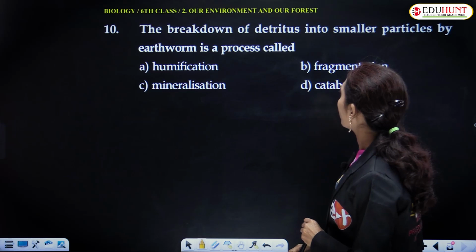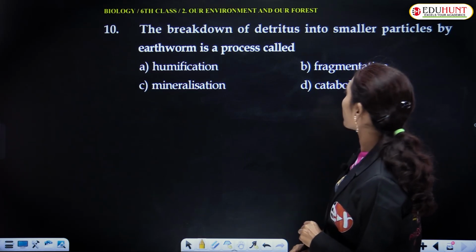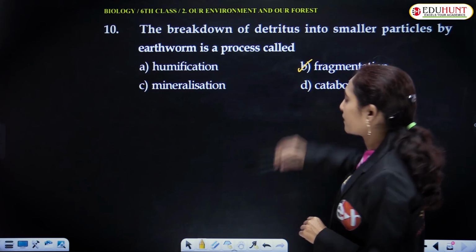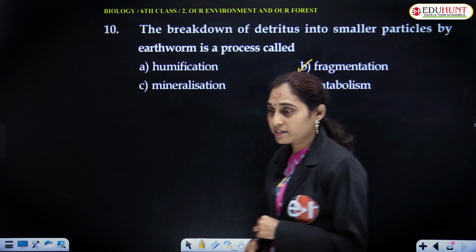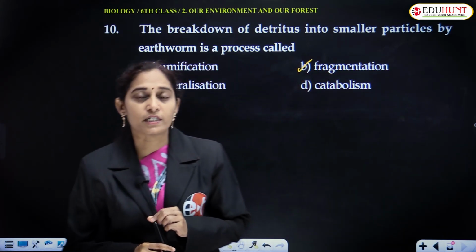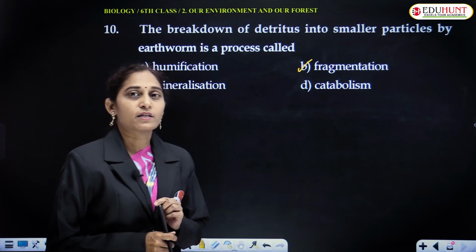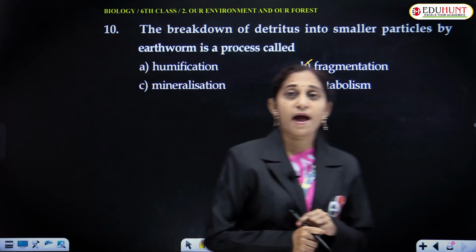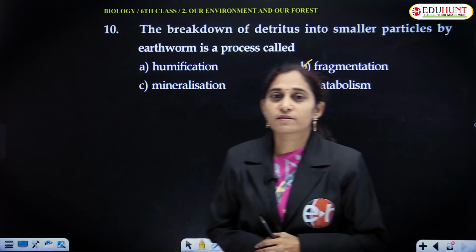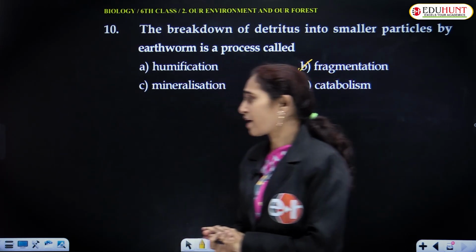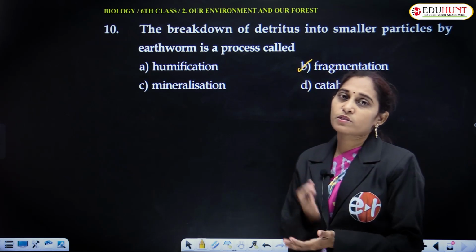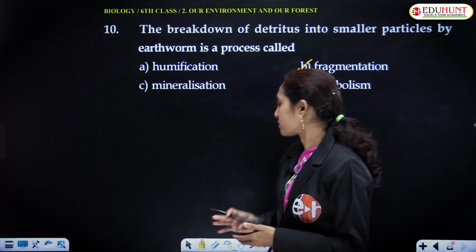The breakdown of detritus into smaller particles by earthworms is a process called fragmentation. It is done by earthworms, and not only earthworms, some kinds of nematodes also participate in this action. Fragmentation means breakdown of large molecules into simpler and smaller ones.